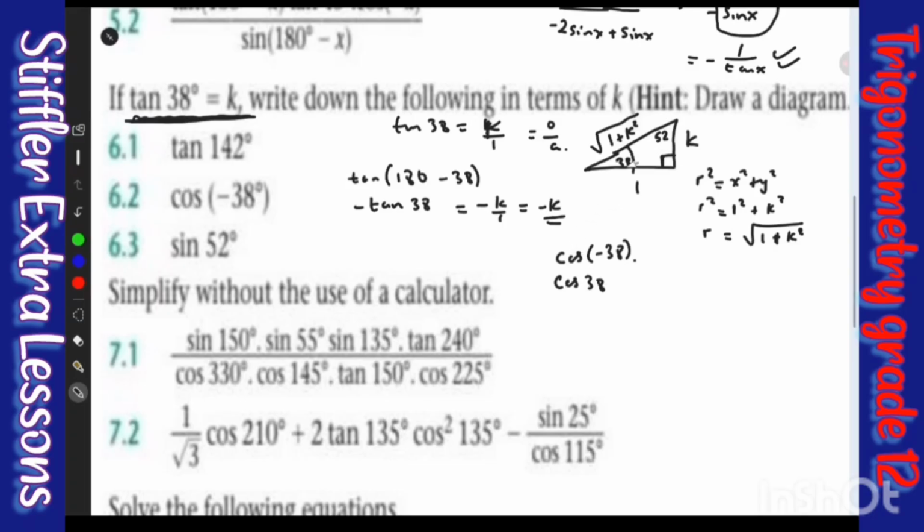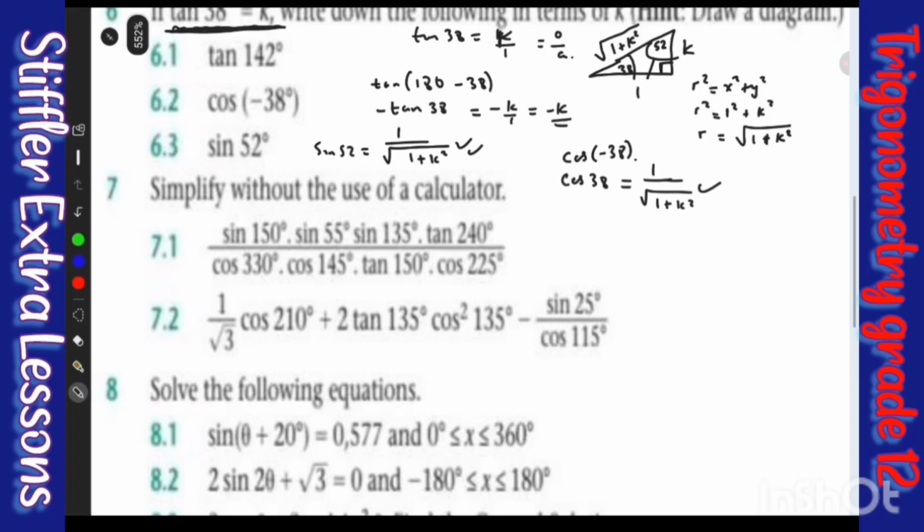And then we check here: what is the cos of 38? We know that cos is adjacent over hypotenuse. So this just gives us 1 over the square root of 1 plus k squared. And then we are done. And then sine of 52. We know that the sine of this angle here is equal to the opposite over the hypotenuse. So this also gives us 1 over the square root of 1 plus k squared, just like that. So yes, this is how we solve this.